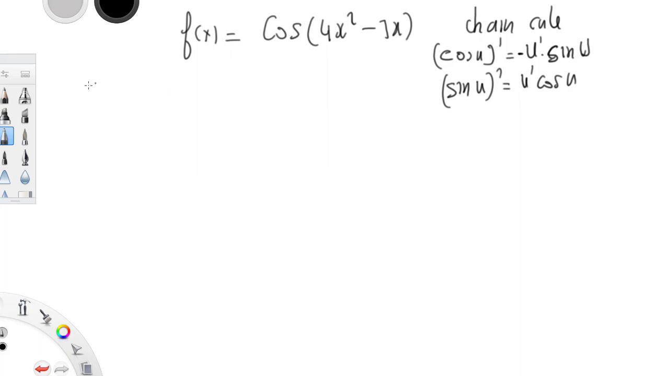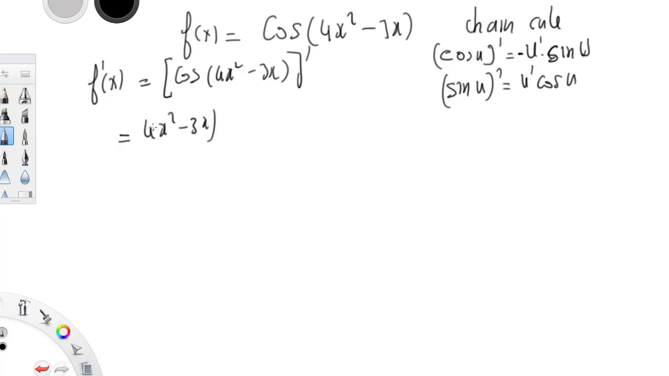Now f prime of x is going to be the derivative of cosine of 4x squared minus 3x. So what is u? U is 4x squared minus 3x. So the derivative would be the derivative of 4x squared minus 3x, and you have the minus before because we're looking for the derivative of cosine of u. We have the derivative of cosine of u equal to minus u prime sine of u. You do minus this prime sine of 4x squared minus 3x.